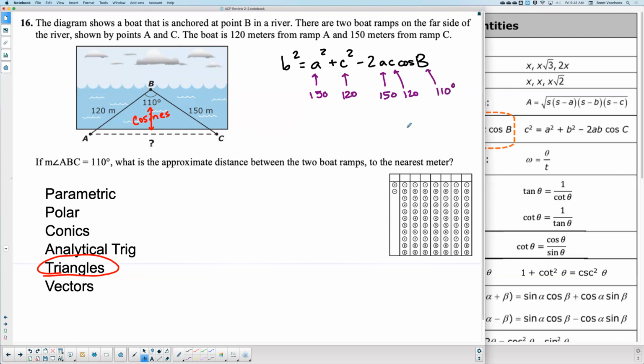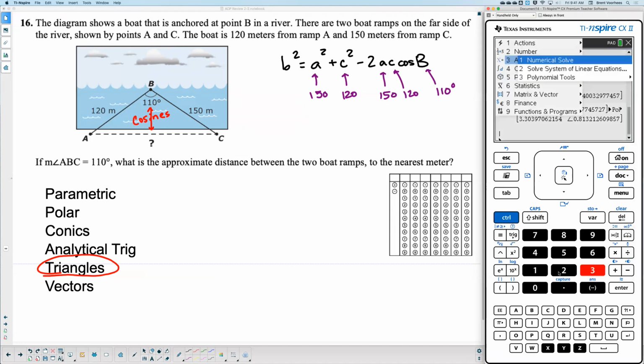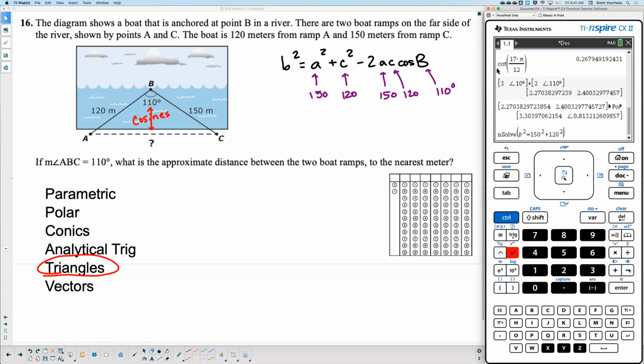So go to your calculator. Let's solve this one. You don't have to solve this. You could just, what's the opposite of a square? You could just square root the whole thing. Since I started solve, I'm going to go ahead and do it. B squared equals 150 squared plus 120 squared minus 2 times 150 times 120 cosine of 110. Don't forget the degree symbol.